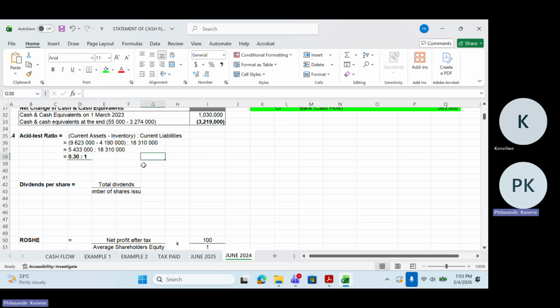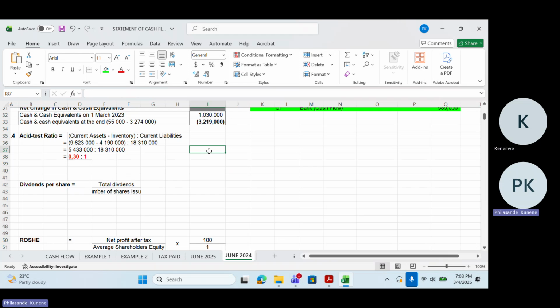It means that I cannot pay my creditors without relying on inventory, because for every 1 rand that I'm owing, I only have 30 cents to pay with. Can you pay your 1 rand with 30 cents? No, you can't. So without relying on inventory, the business is unable to meet its short-term debt. So the business is insolvent, actually.